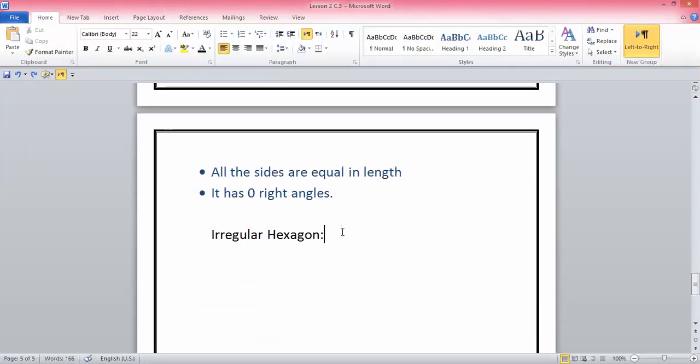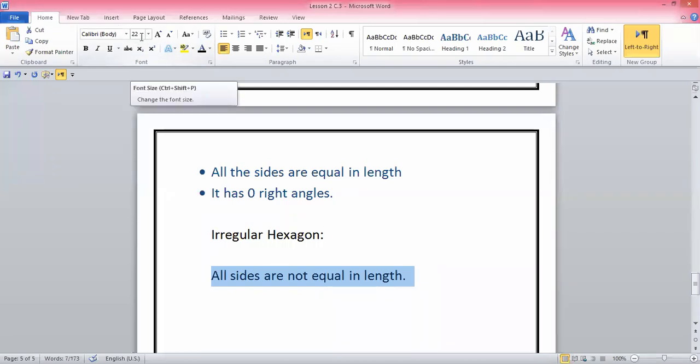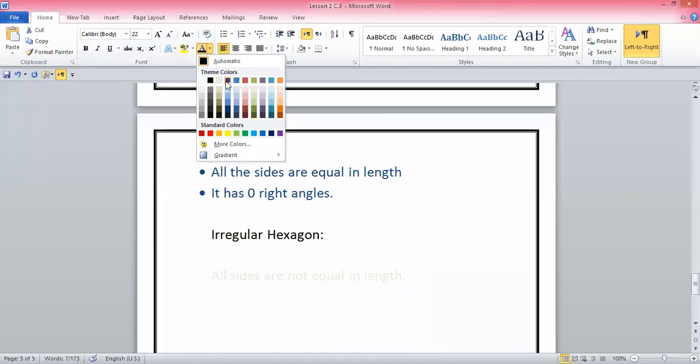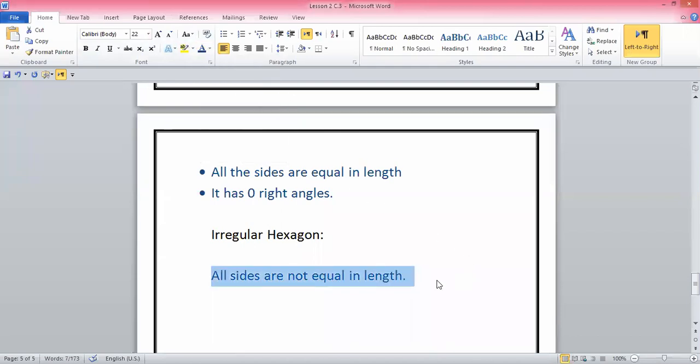All right, guys. Irregular hexagon. In an irregular hexagon, all sides are not equal in length. What is the meaning of right angle? A right angle is when you have one angle of 90 degrees. Is this your first class? Yes. Oh, so watch the previous lectures, that will help you. I have explained in detail.